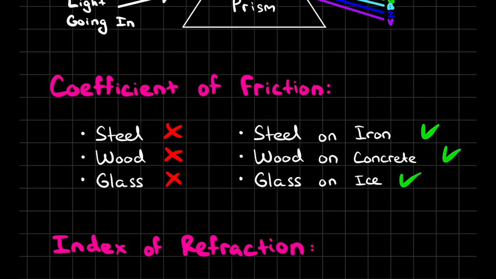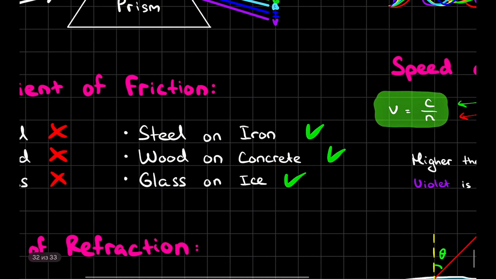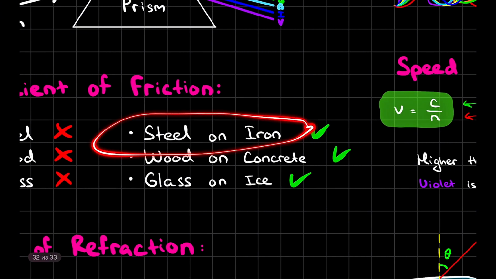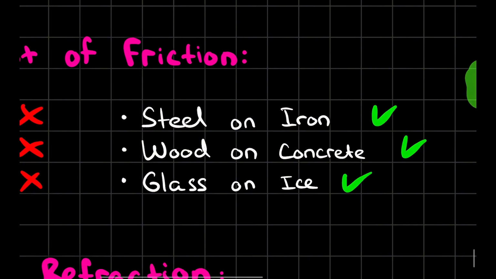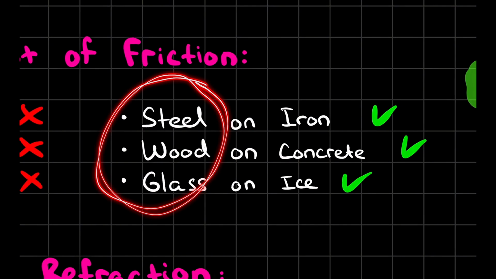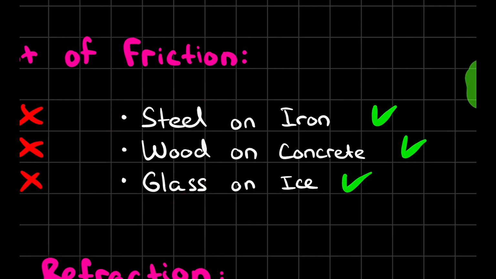Every time we say that steel has a certain coefficient of friction, or wood or glass, in fact, it is not their own coefficient of friction. They cannot have their own individual coefficient of friction. Instead, we have something on something. For example, steel on iron, or wood on concrete, glass on ice. What does it mean? It means that if you make two things have contact with each other and then move in different directions, they will experience a certain mu, which is the coefficient of friction.